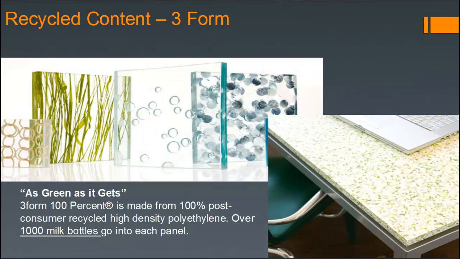Recycled content example in a product is done by 3form. They have a line called As Green As It Gets. It's made from 100% post-consumer recycled content high density polyethylene. So over 1,000 milk bottles go into each panel for those desktops. Just one example of the innovative products coming out in the industry today.